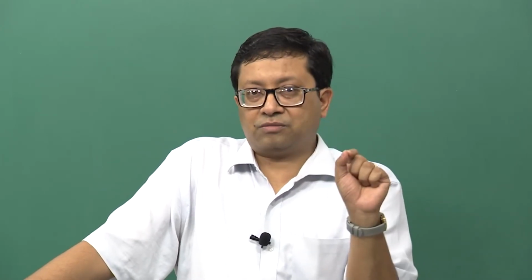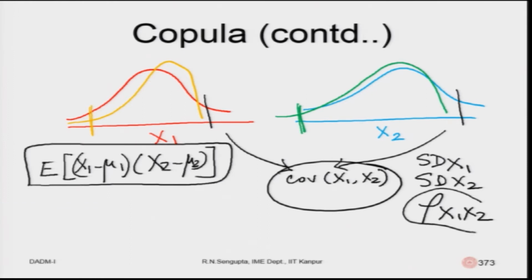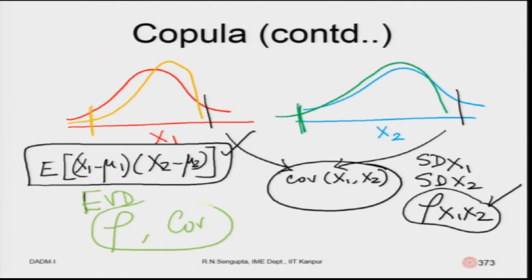Then we use the concept of correlation, which means in the normal case, this covariance and this correlation coefficient are fine, but in the extreme distribution case, the correlation coefficient or covariance do not give us the right picture with respect to the relationship between x 1 and x 2.